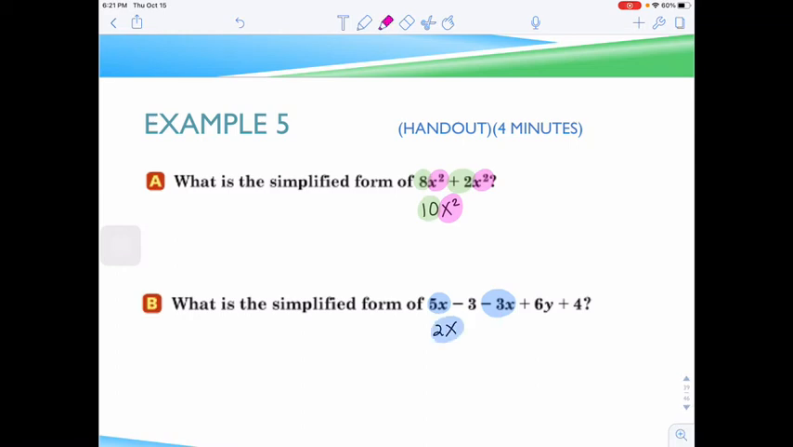Normally we like to put the variables first. So my next variable that I have is a plus 6y. There are no other y's, so I can go ahead and just write plus 6y. And finally, we have some constants of minus 3 and plus 4. Those ones you just add normally. So negative 3 plus 4 gives us positive 1. So our final answer here would be 2x plus 6y plus 1.